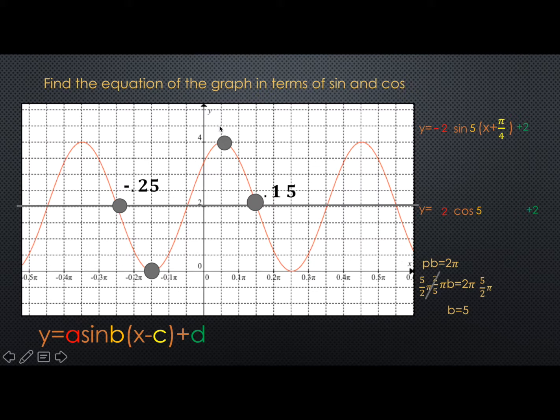For cosine, we either need to pick top or bottom. I'm going to pick this one right here. It is at positive 0.05 pi. It is the opposite, so in our equation, we write x minus 0.05 pi. You could convert this to a fraction if you wanted. Normally, cosine starts at the peak and travels down, so our a value stays positive.